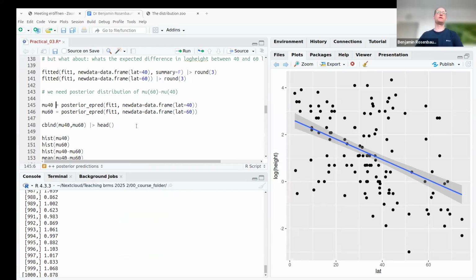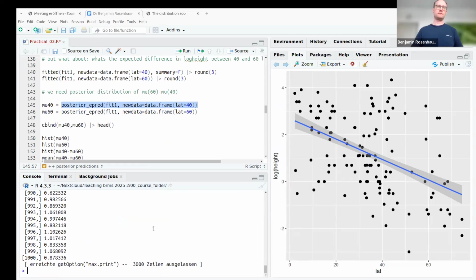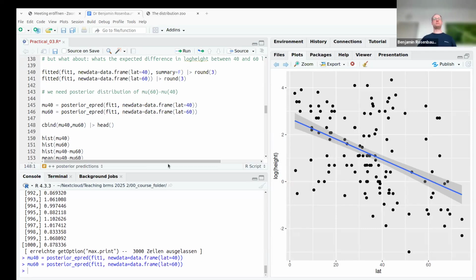Or you can use another function, which is called posterior epred. That's actually doing the same. Yeah, it's the same. So we can either use fitted and specify summary equal false to get all the samples, or we use the posterior epred function for both of them.